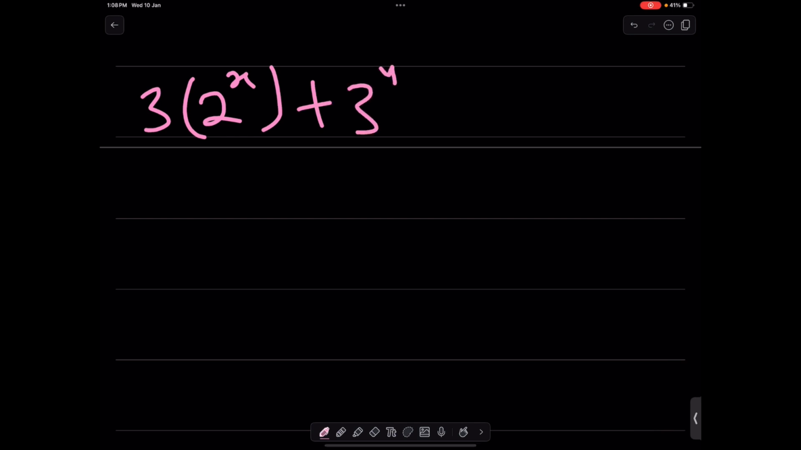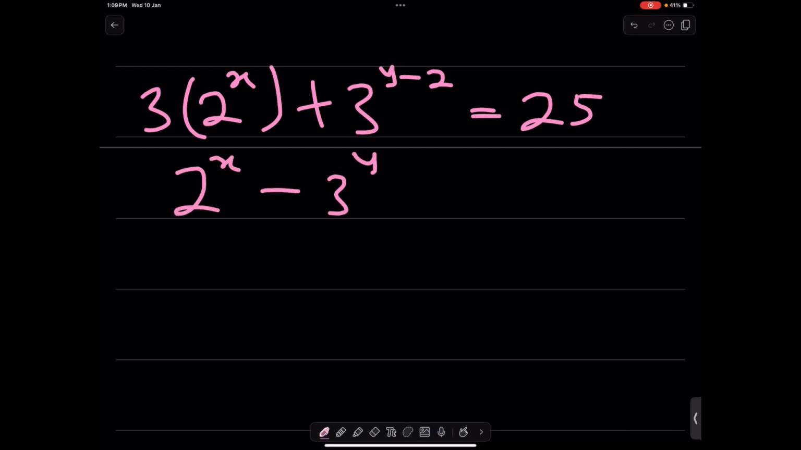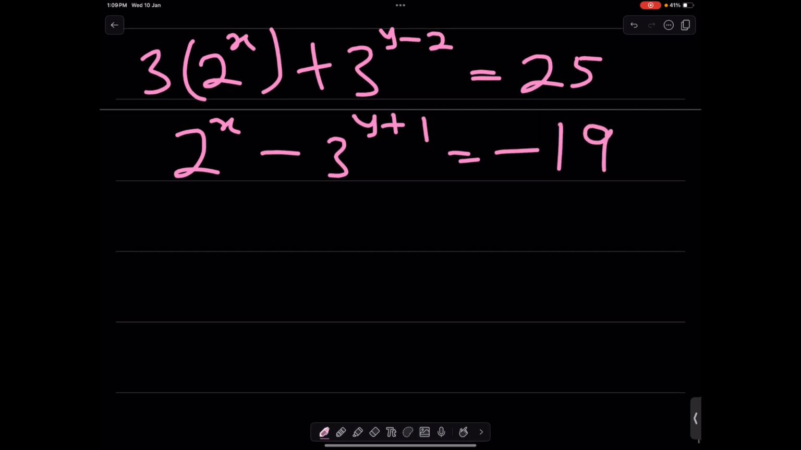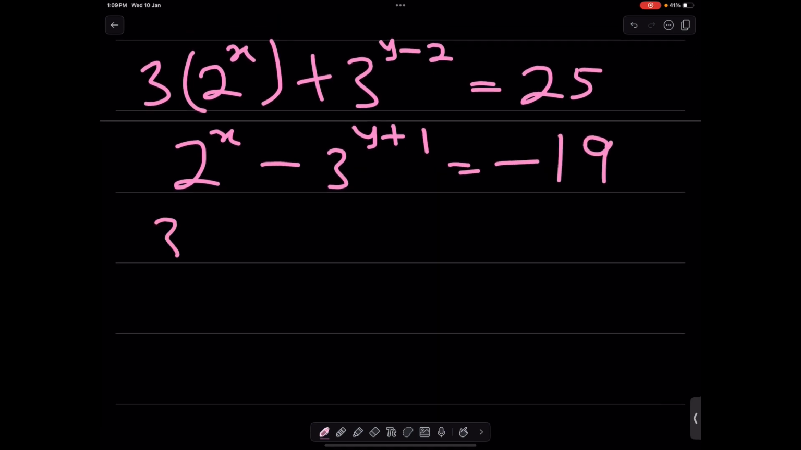Solve the equation 3 times 2 raised to the power x plus 3 raised to the power y minus 2 equals 25. They are actually simultaneous equations. We are supposed to solve them simultaneously. And the second equation is 2 raised to the power x minus 3 raised to the power y plus 1 equals minus 19.